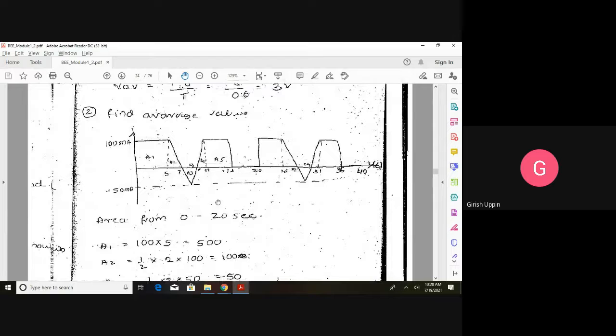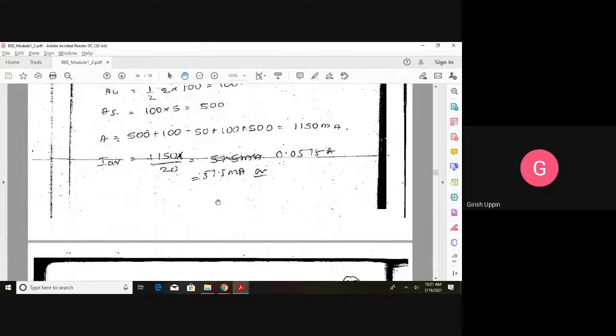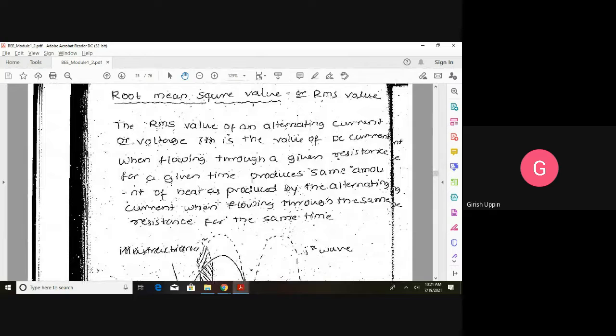This is one more example. You can take a look. That is very simple, the same area method. Whatever waveform is shown is an unsymmetrical waveform, so you are going to consider the full complete cycle.